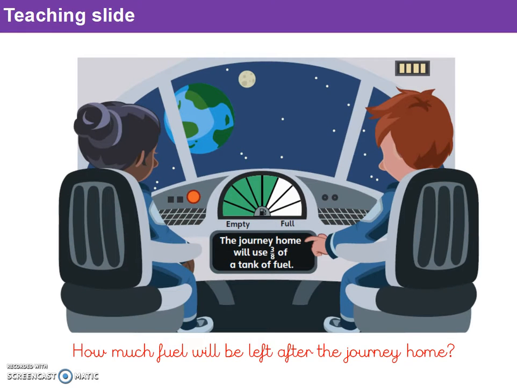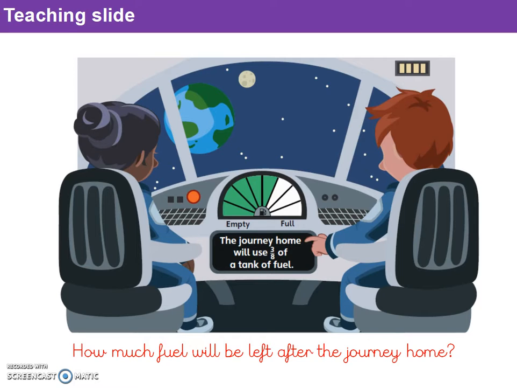So now you're back, let's have a look at what methods we could use to answer question 1A. How much fuel will be left after the journey home? The first bit of information that we're going to look at is how much fuel do they actually have. Well, in this case we can see that there's 8 parts to our fuel gauge, and out of those 8 parts we have 1, 2, 3, 4, 5 parts of them shaded in, so 5 of 8 parts, or 5/8.